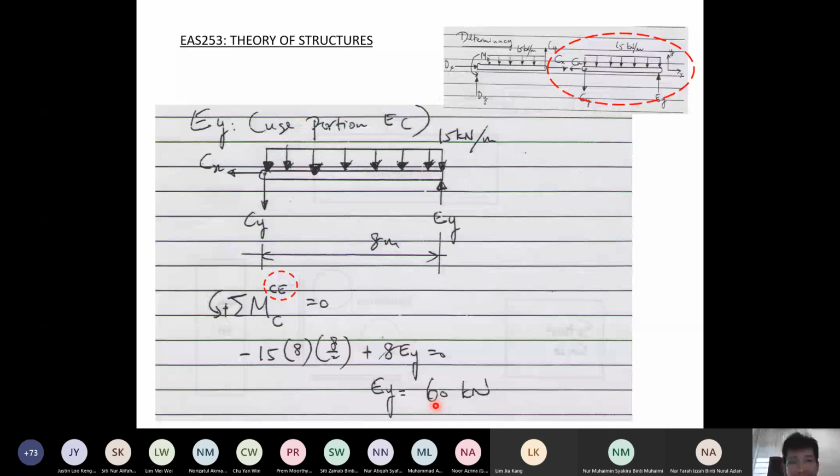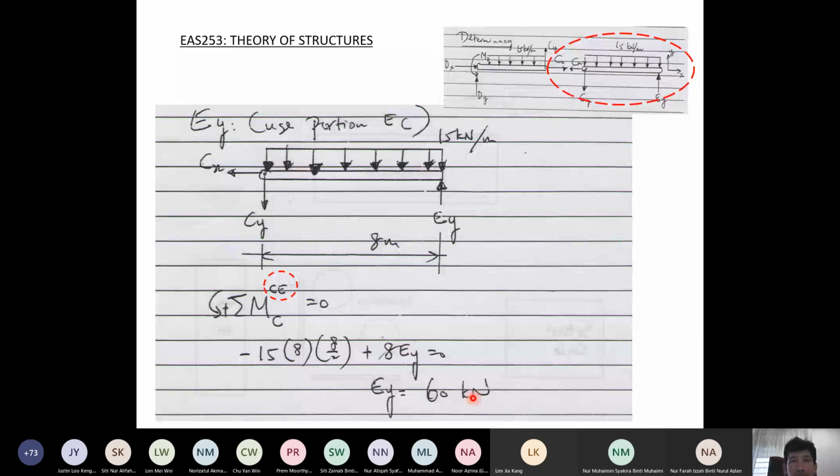This is a revision also of how to make use of the condition that there is a hinge in these beam problems, and then we make use of the equilibrium equation considering only this part. That's why there's a superscript CE here. Remember class, we have covered this. So we have obtained the reaction force EY.